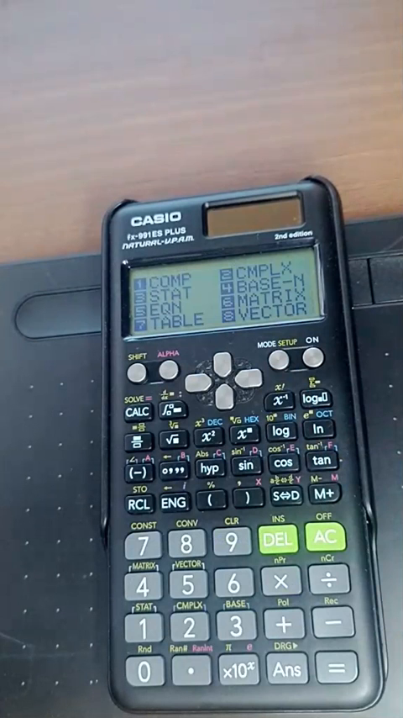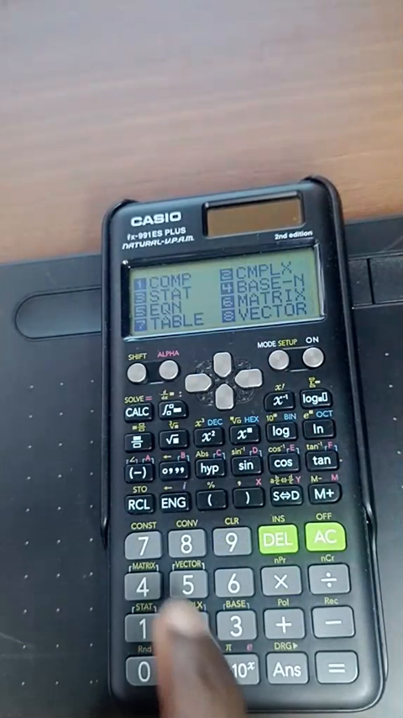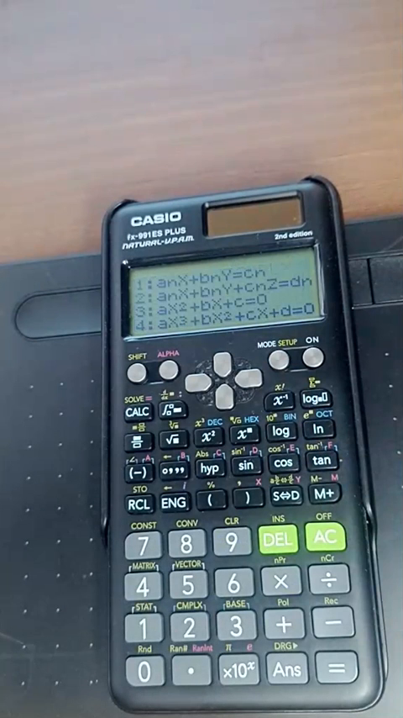Equation mode refers to, if you press number 5, you will have linear equations, quadratic equations, polynomial equations, different kinds of equations. When you have a_n x plus b_n y equals c_n, this is simply a linear equation that you need to compute. And if we have equations with 3 variables, like a, b, c, you need to find the values of x, y, and z.